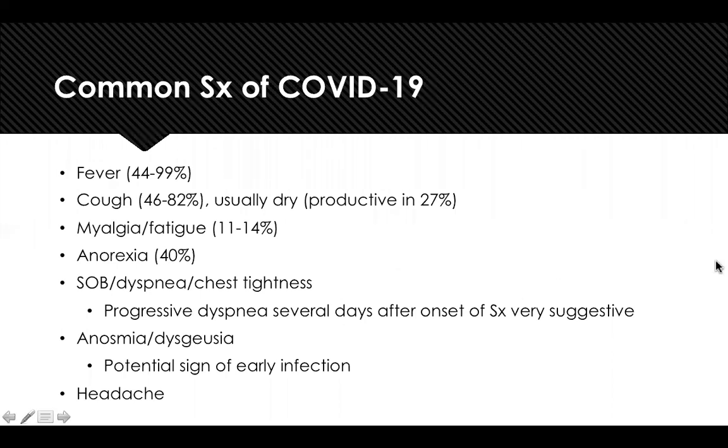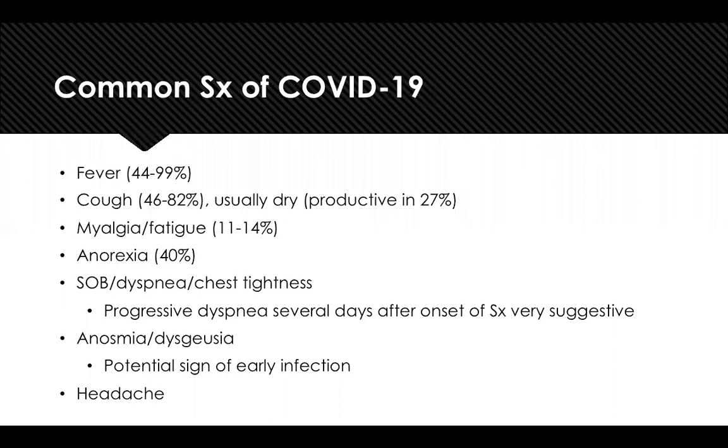Then there's anosmia. "A" refers to no, and "nosmia" means smell. So anosmia means lack of your sense of smell. This is a potential sign of early infection. It's well reported, but it's not really something that a lot of people pay attention to. And then there's dysgeusia. "Dys" refers to abnormal and "geusia" refers to taste. So anosmia and dysgeusia are lack of sense of smell and an altered taste. And then headache, which is also a very common symptom of COVID-19.